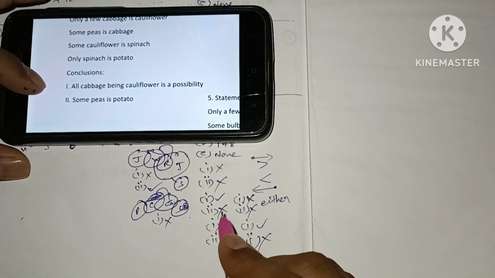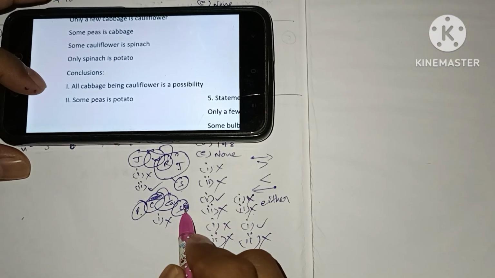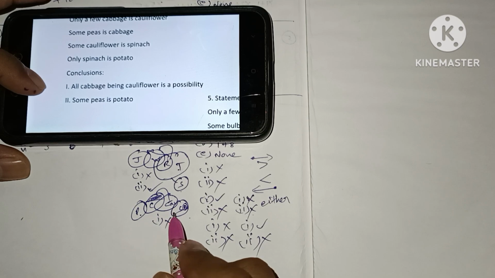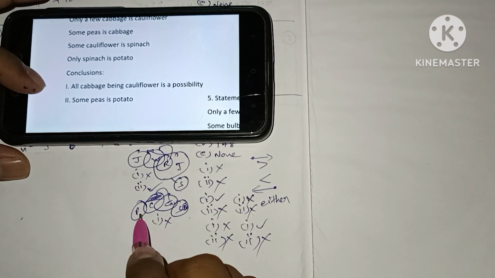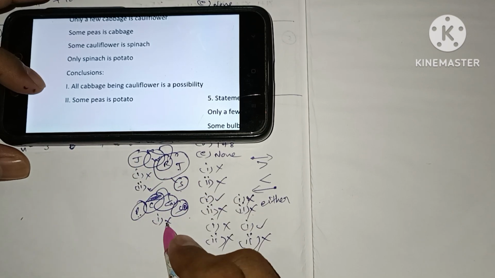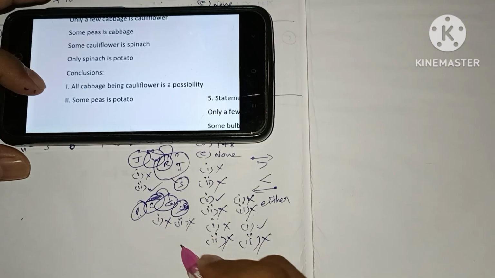Some piece is potato. Here it is piece and here is potato. We cannot share, and it is saying a direct conclusion and there is no relation between piece and potato. So second conclusion is also false.